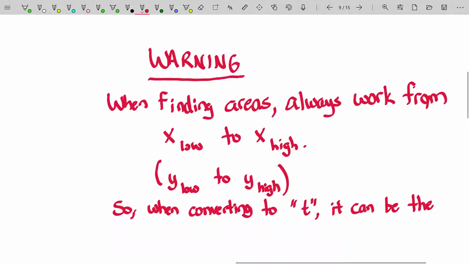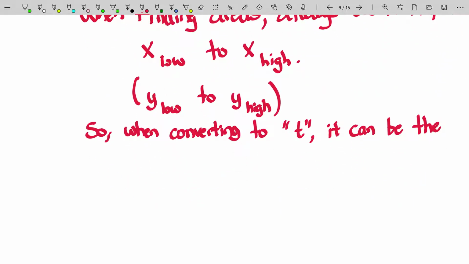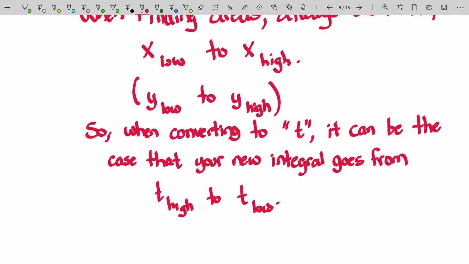And what this means is that when you convert to t, it can be the case that your new integral goes from t high to t low. In other words, a higher time value to a lower time value. That is perfectly fine. The area will still work out fine.